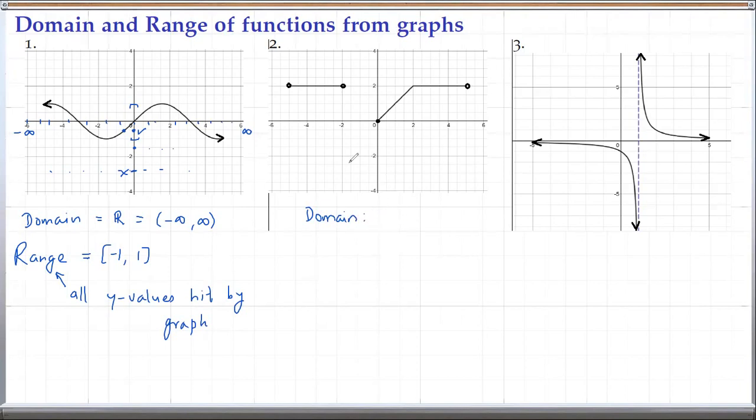So over here for domain, again, we look at all the X values hit by the graph. So it looks like the X values start from here, but not including this one because we have a hole. So from -5, not including -5, it goes all the way up to -2. And the numbers between -2 and 0 are not included, but 0 is included. So union 0, and all these X values are included. So it goes all the way up to 5, but not including 5 because we have a hole over here. So that's the domain. So it's simply all the X values hit by the graph.